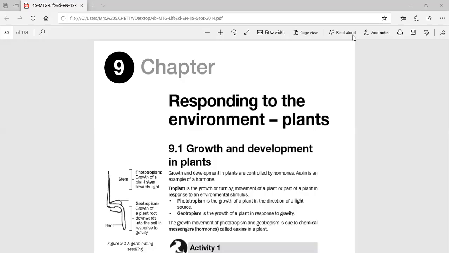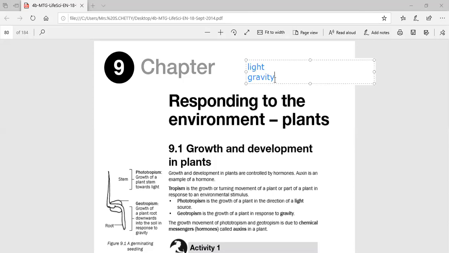We've progressed well through your syllabus. We're now at the point where we're looking at the response of plants to different stimuli in the environment. And the different stimuli that we're going to be looking at, my darlings, is the stimulus of light and the stimulus of gravity.